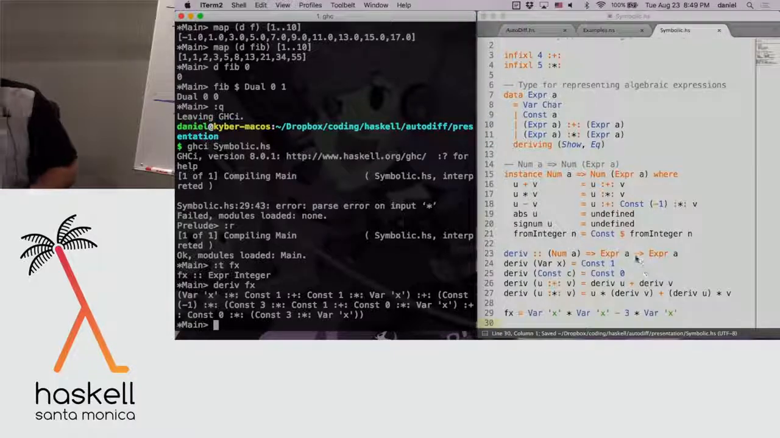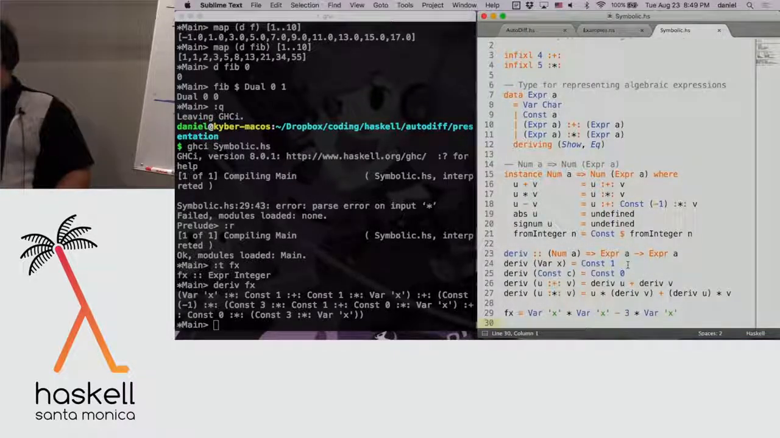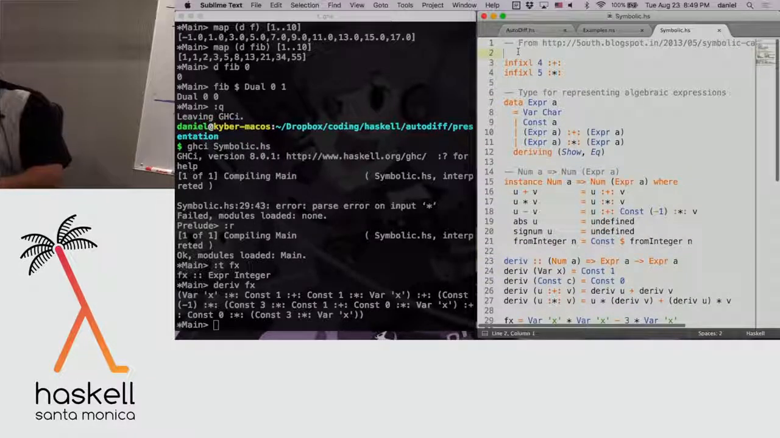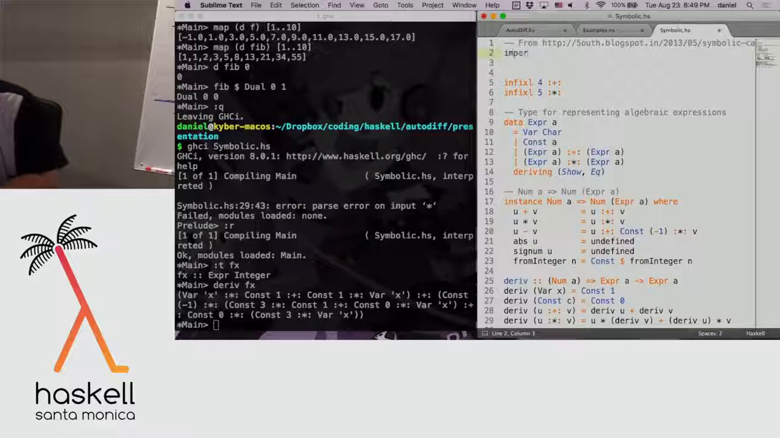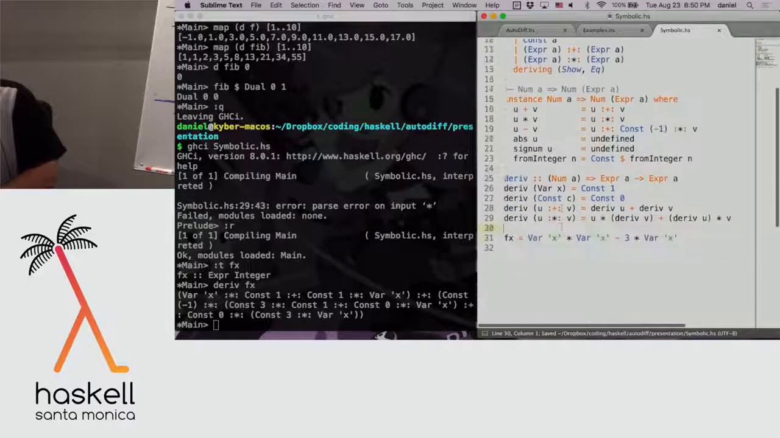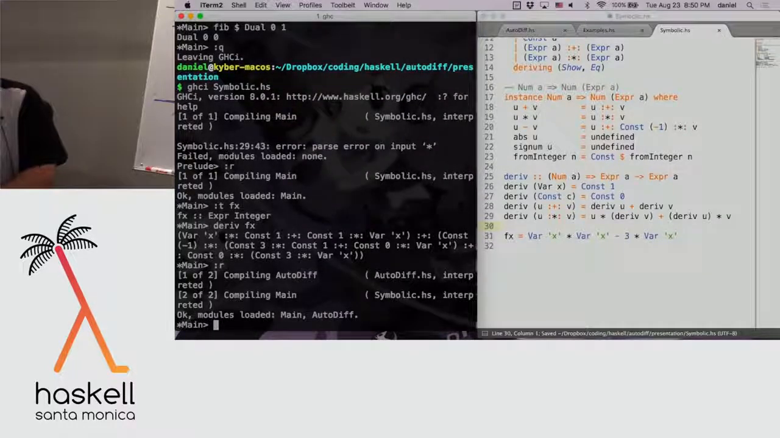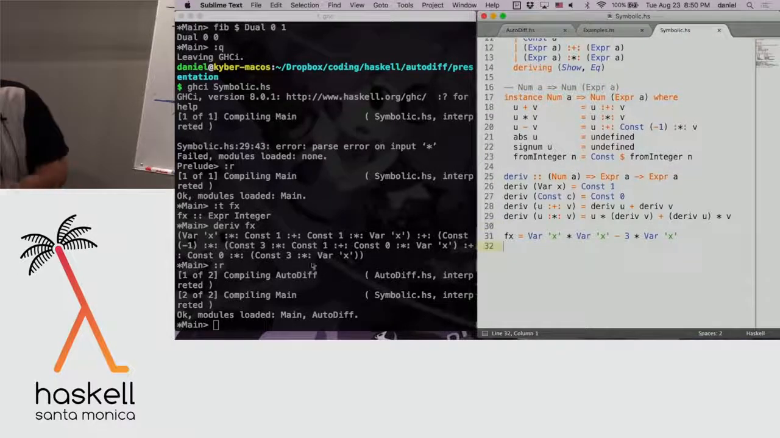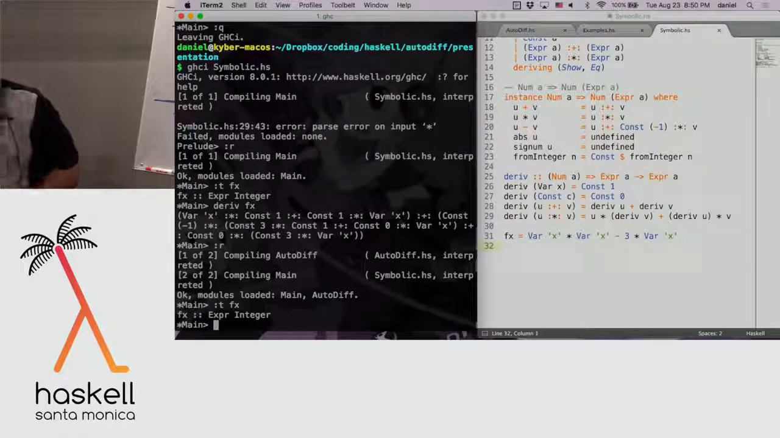Do we want to see if we can fix it? I think you can do it with the num instance, right? So it's a num, right? So let's do this. Okay, we can just import autodiff, and deriv is its own thing, so there's no name collision. So let's reload. We have autodiff in addition to our other stuff. Let's look at the type of fx. It's an expr integer.